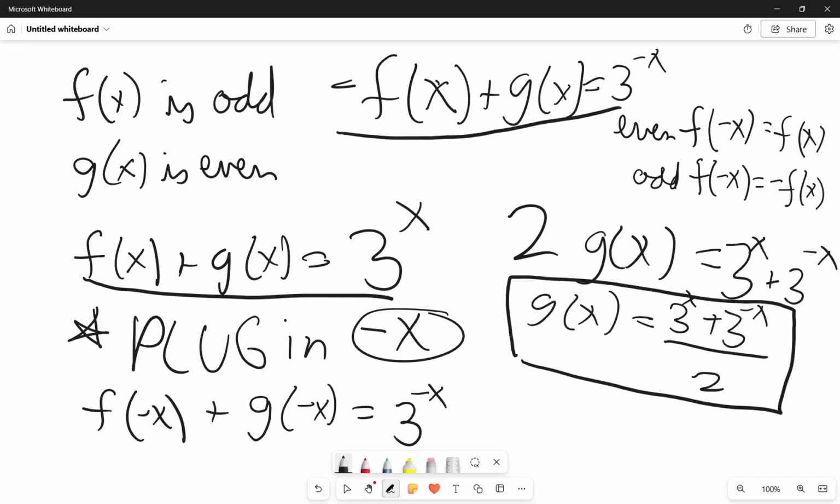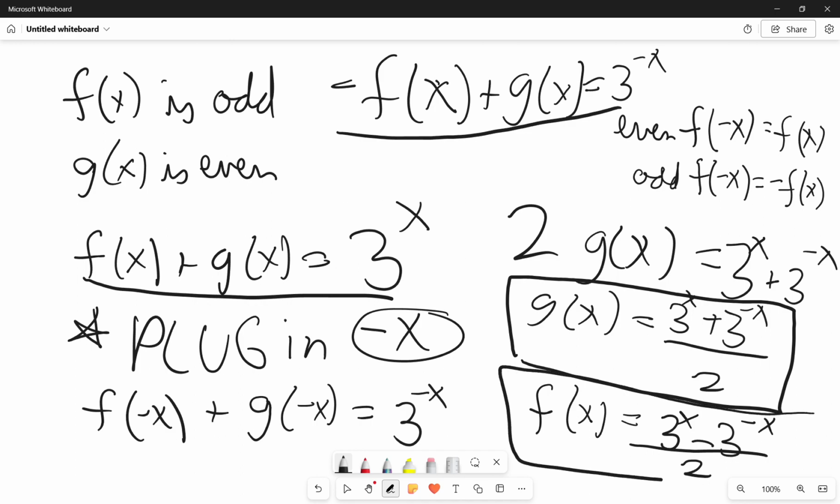And to figure out f of x, it's pretty easy. We just plug it into the equations, and we can see that f of x equals, if we plug it into the first equation, 2 times 3 to the x, and then minus it. Okay, so it's going to be 3 to the x minus 3 to the negative x over 2. Let's see if that works. The negative x gets canceled out. And yeah, it works. So these are our final answers.